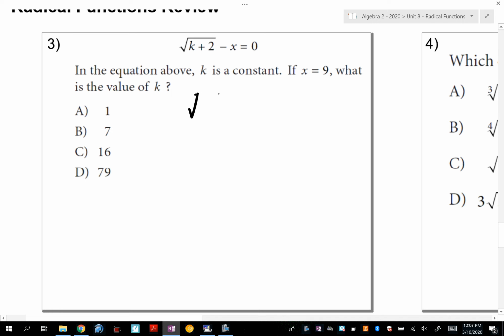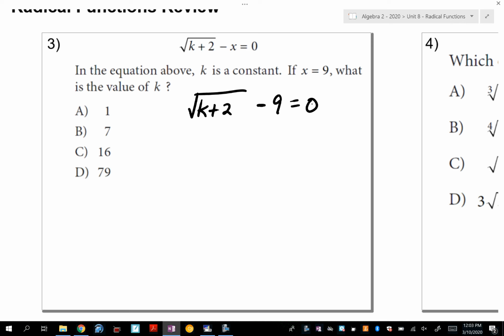So all I did first was I replaced x with 9. Let me see that first step. I replaced x with 9. Are we good? So is the radical isolated? No, it's not. So how do we isolate the radical? We got to wait till it's isolated. Move the 9 over. It's a minus 9 here.